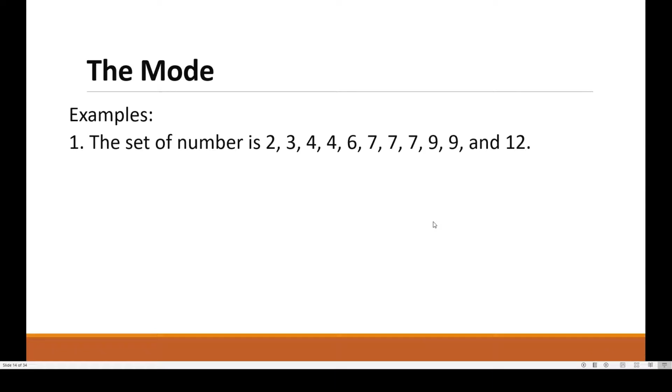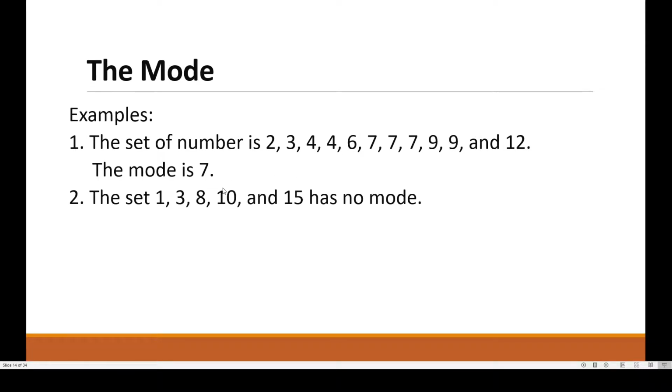Examples. Number 1. The set of numbers is 2, 3, 4, 4, 6, 7, 7, 7, 9, 9, and 12. So the mode is 7. Why? Because if you will notice, 7 appears 3 times, while 4 and 9 appear twice. So therefore our mode is 7. This is what is called unimodal.